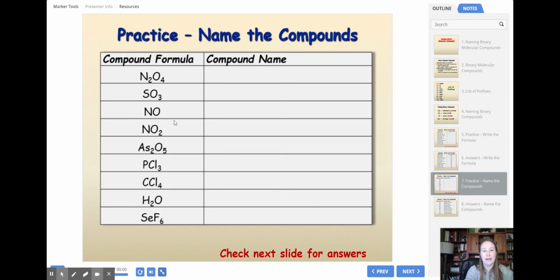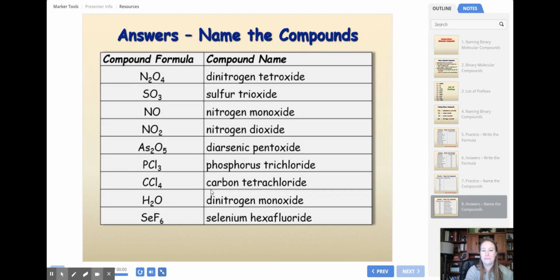Nitrogen monoxide. Nitrogen dioxide, that's smog, the gray smog that you see in Los Angeles is nitrogen dioxide. Diarsenic pentoxide would be that next one. Phosphorus trichloride, carbon tetrachloride, dihydrogen monoxide. You guys know that as water, but its formal name is dihydrogen monoxide. And lastly, selenium hexafluoride. Let's check. Yep, we got them all correct, and hopefully you guys did too.